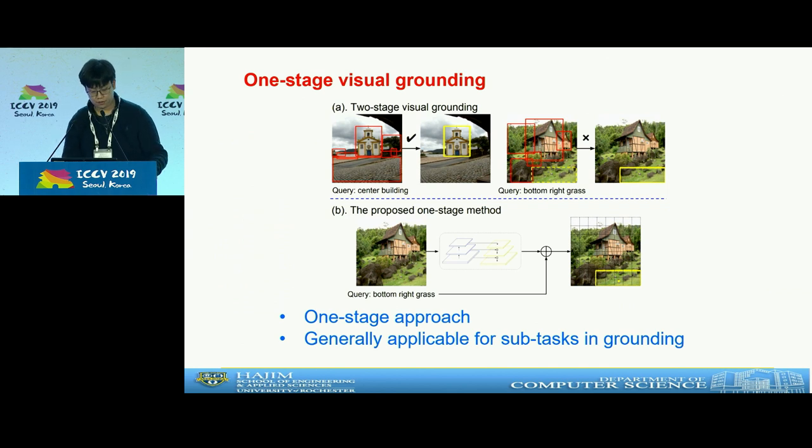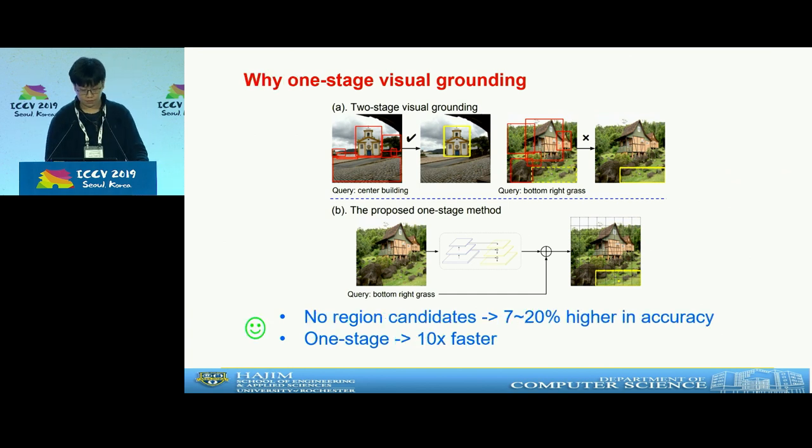In this study, we propose a different one-stage paradigm for visual grounding that fuses the visual-textual feature at the image level instead of for each region, and directly generates the grounded region prediction. The proposed framework is generally applicable on subtasks in grounding, such as referring expression comprehension and phrase localization. Our proposed one-stage approach has two major advantages. First, our approach considers all the possible regions in a frame and thus improves the grounding accuracy by removing the cap of the region proposal quality. Second, region features are not explicitly computed and processed, thus the inference speed is significantly faster.